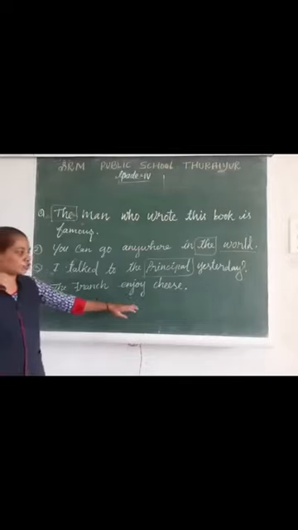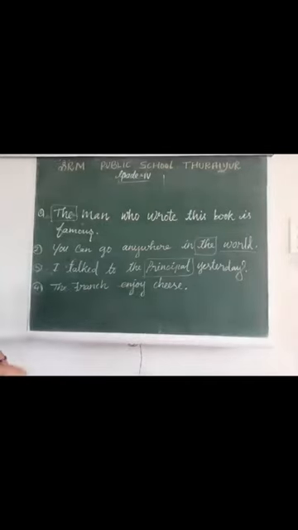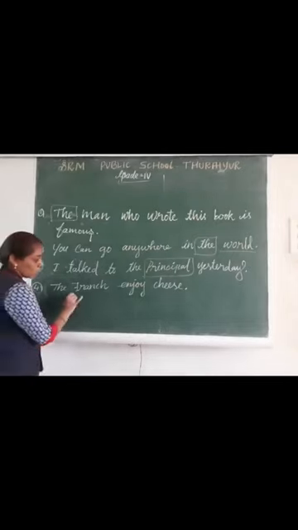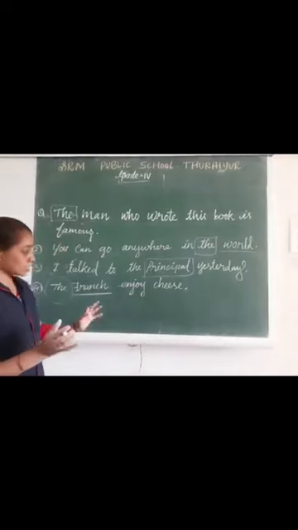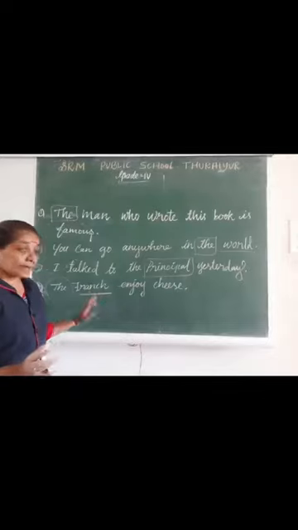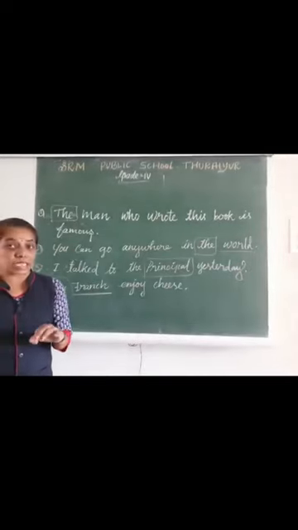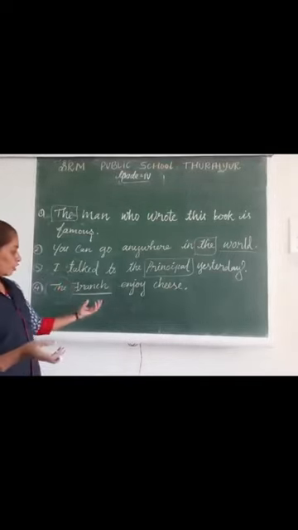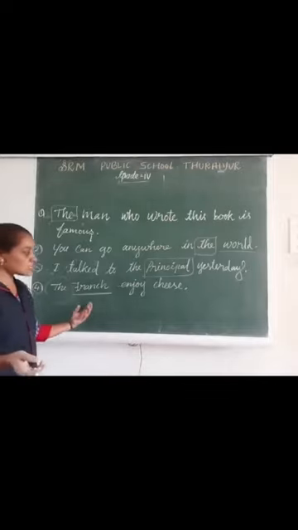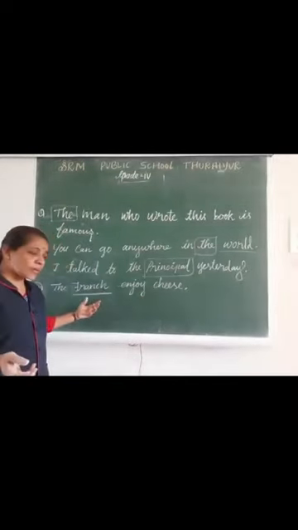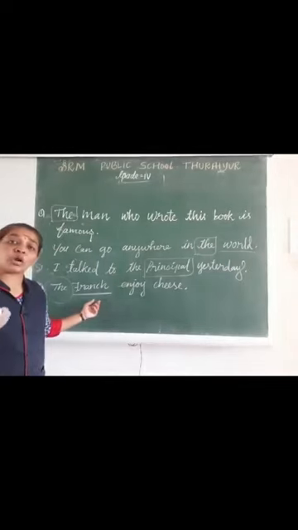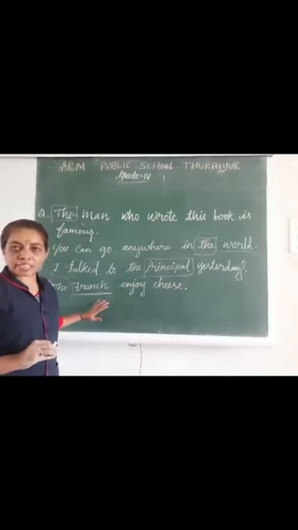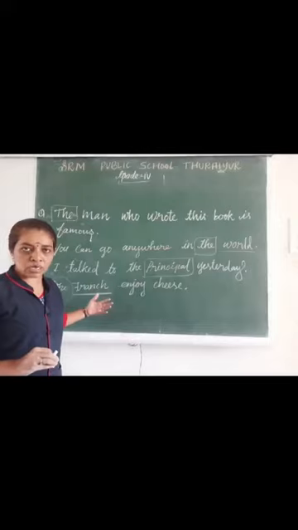The French enjoy cheese. Here, before French, we are using the. Why? Here, French indicates a whole group. It's not a place. It indicates the people who live in a particular place, the whole group as a single unit. So before this, we have to use the. The place cannot enjoy cheese. The people who live in a particular place, they enjoy cheese. Are you clear with this rule, Kanna? Shall we go to the next rule?